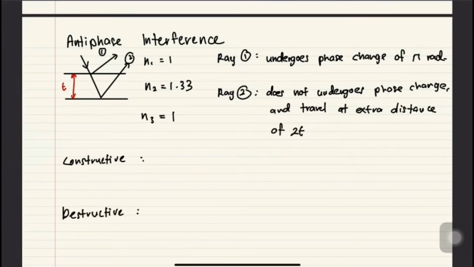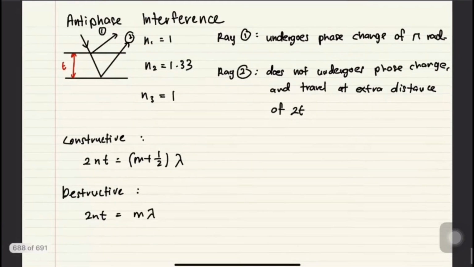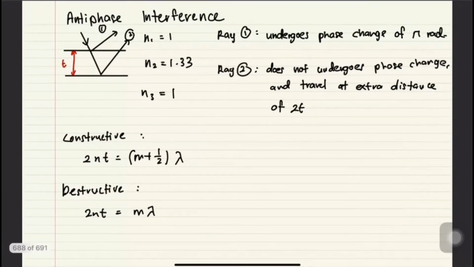Just that now the formula is reversed. Okay, so previously 2nt equals m lambda, right? So now it is reversed: m plus half lambda here, and this one is 2nt equals m lambda. Okay, so again, if the question asks you to describe the formation, you have to state what happened with ray 1, what happened with ray 2, and then list down the constructive and destructive formula. Okay, you still have to draw as well.